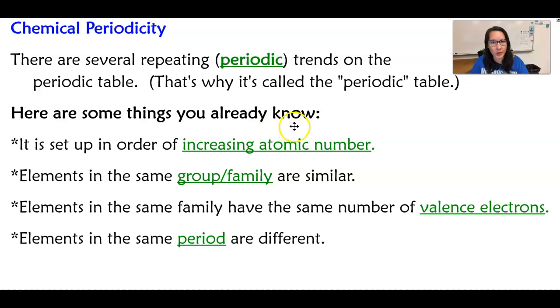Here are some things you already know. It's set up in order of increasing atomic number. Elements in the same group or family are similar in properties to each other. Elements in the same family have the same number of valence electrons, and then elements in the same period are different as you go across the periodic table.